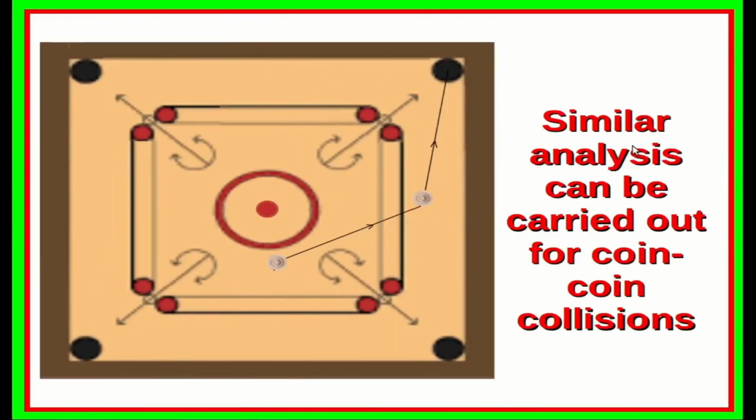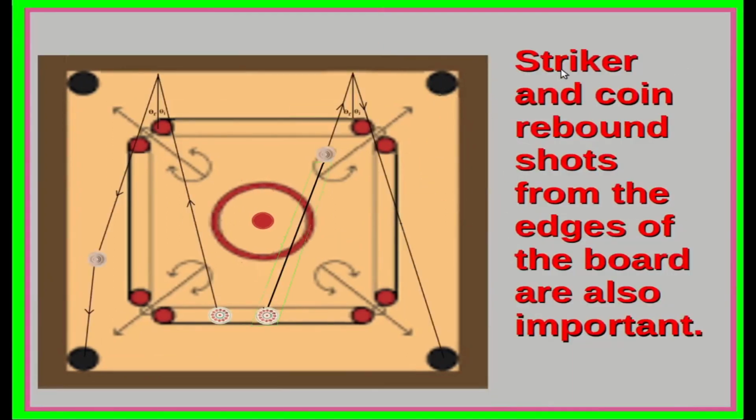A similar analysis can be carried out for coin-coin collisions also. The striker and coin rebound shots from the edges of the board are also important. So like this, the striker hits the edge of the board, rebounds and hits a coin. Then this has to be pocketed. So this is an indirect shot.